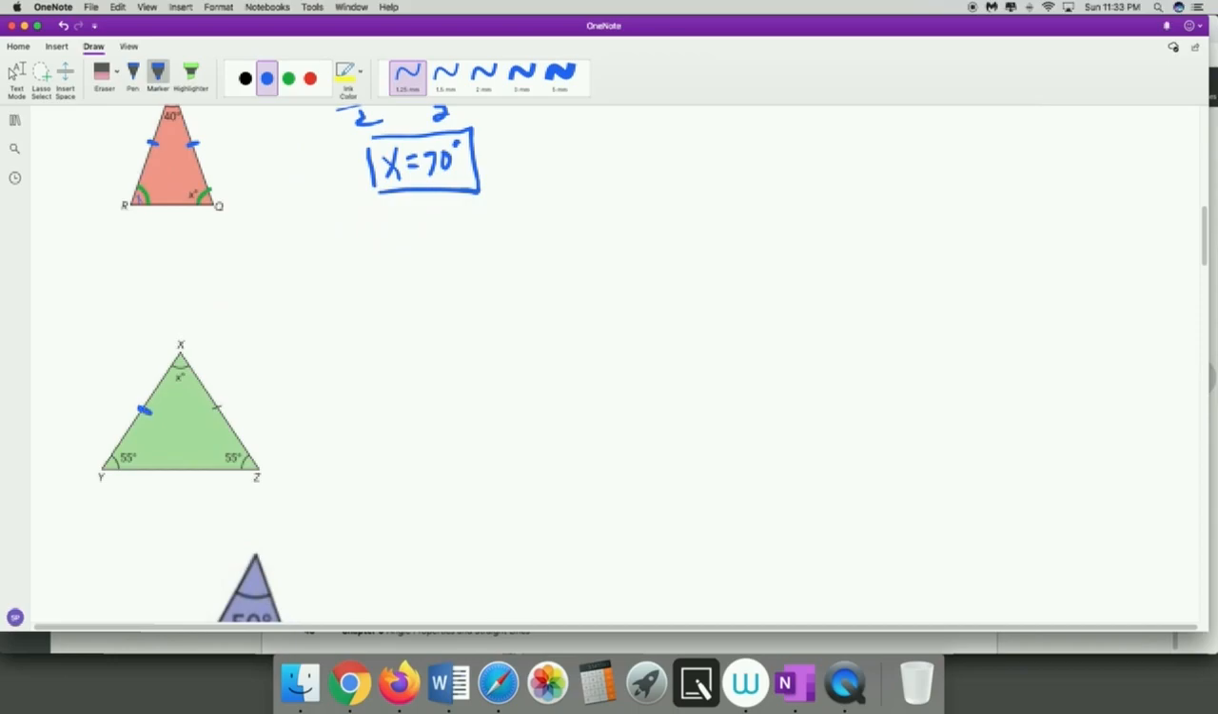And notice that these little marks are there again. Therefore, sides are the same. Therefore, these angles are the same. And yes, you can see that they're both 55. So I know that 55 plus 55 is 110, plus this x has to equal 180. I subtract that 110 from both sides. I wind up with x equal to 70 degrees.